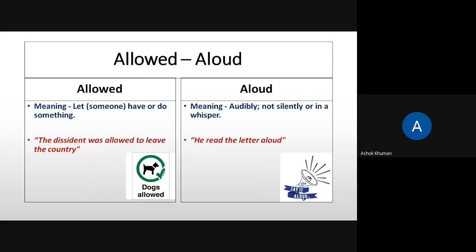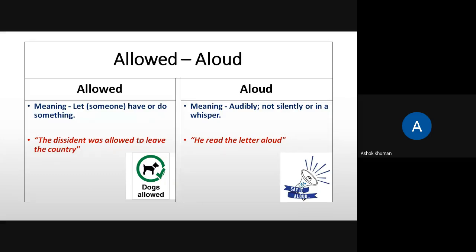Then you have the example of allowed. Spelling is different but homophone, sound same. So first, ALLOWED, that means permission, permitted. Let someone have or do something. You are allowed to pick up the phone, or you are not allowed to enter the class or attend the class. You are not allowed to make noise.